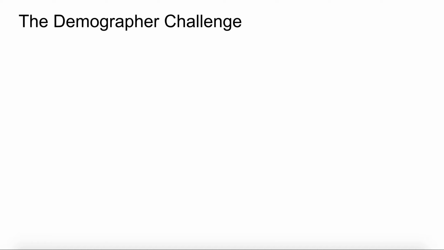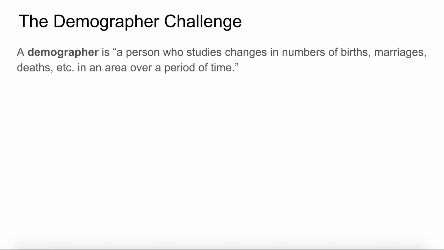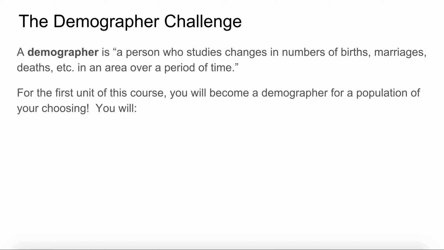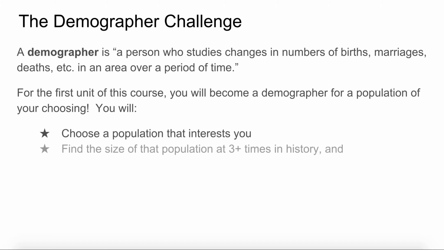So here it is, the Demographer Challenge. First, let me define the term. A demographer is a person who studies changes in numbers of births, marriages, deaths, etc., in an area over a period of time. Basically, someone who tracks population. And so for the first unit of this course about mathematical models, you're going to be a demographer for a population of your choosing. So you're going to choose a population that interests you. It could be the population of your hometown or your home country or an animal that you like. There's your choice, and I'll give you some resources to find populations.